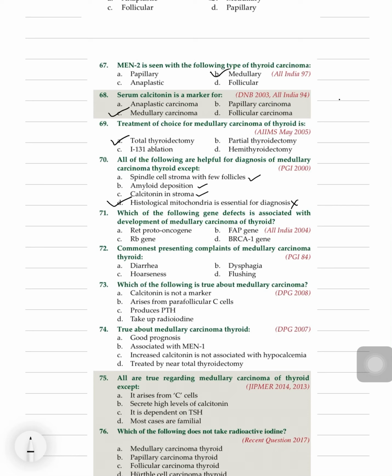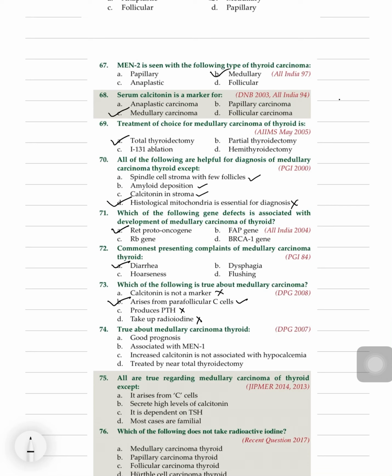Which of the following gene defects is associated with development of medullary carcinoma of thyroid? It is RET proto-oncogene. The commonest presenting complaint of medullary carcinoma thyroid is diarrhea. Which of the following is true about medullary carcinoma? Calcitonin is not a marker? No, calcitonin is a marker. Arises from parafollicular C cell, it's correct. Produces PTH? No, it is calcitonin. Takes up radioiodine? No, it is not arising from follicular cells. So the correct option is B.